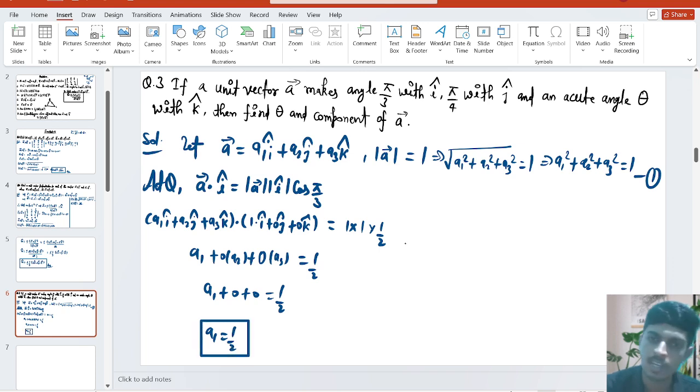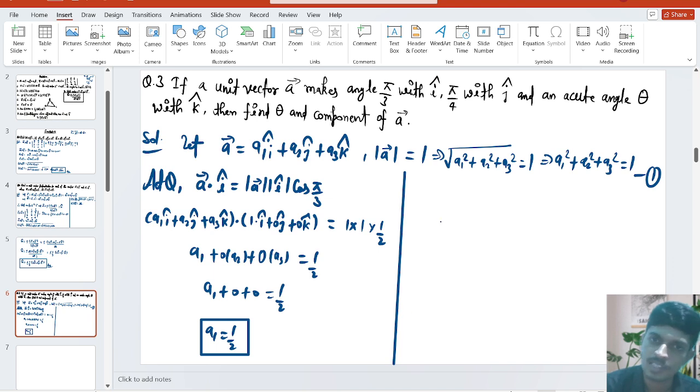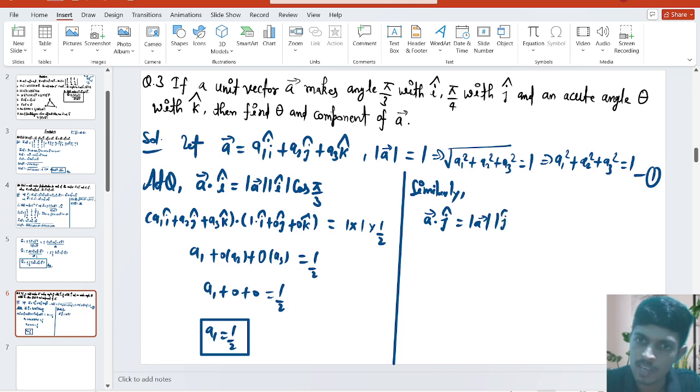Okay, similarly we solve it. Similarly, what? It is saying that vector A makes an angle pi by 4 with J cap. So taking the dot product, vector A dot vector J equals modulus of vector A times modulus of J cap times cos of the angle with J cap, which is cos pi by 4.